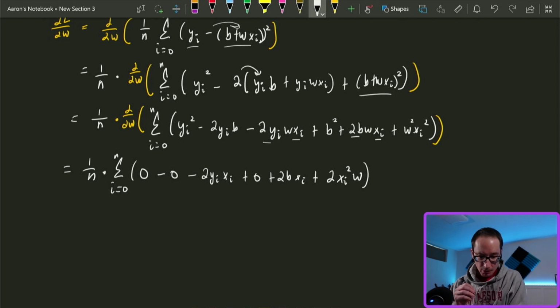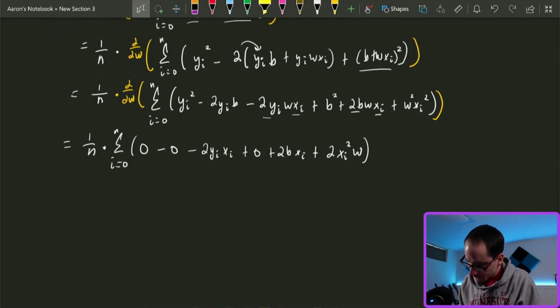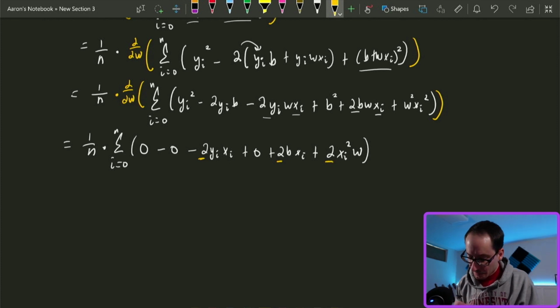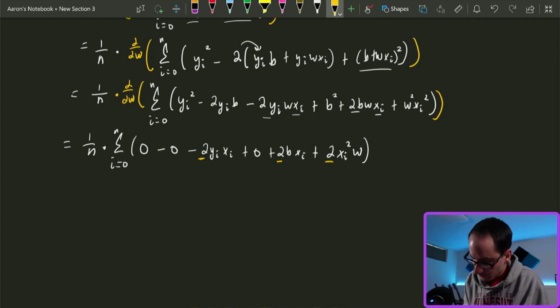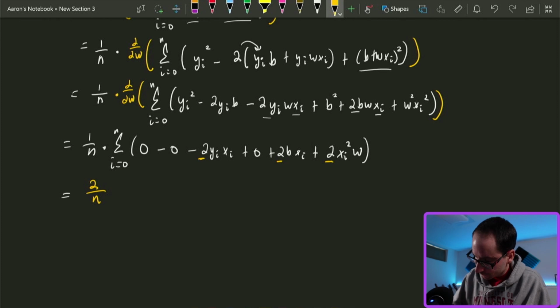So let's see what we have here. Let's clean this up a little bit. We'll do a couple things. First, we have some zeros we'll get rid of, but I want to mention that you've got a 2 here, a 2 here, and a 2 here. So I'm going to take that constant factor of 2 out in front, equals 2 over n, summation i goes from 0 to n.